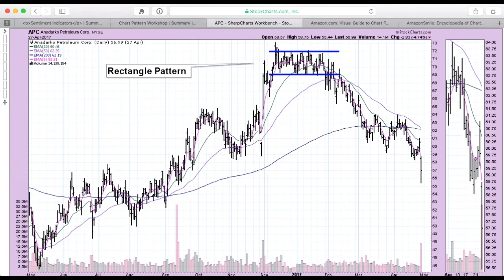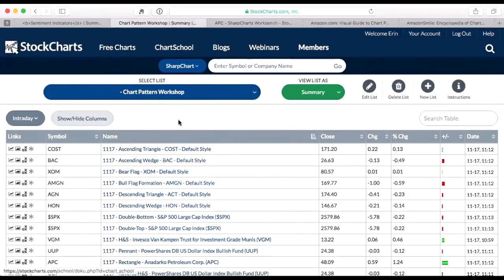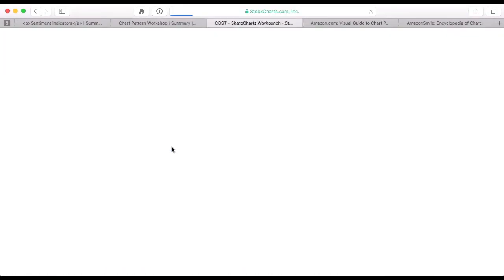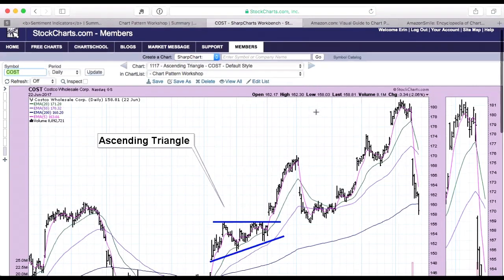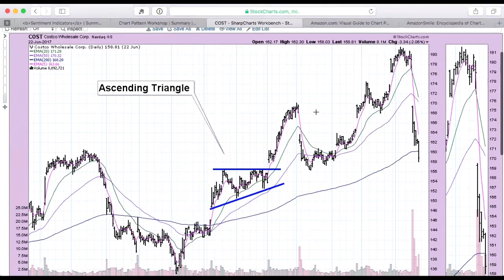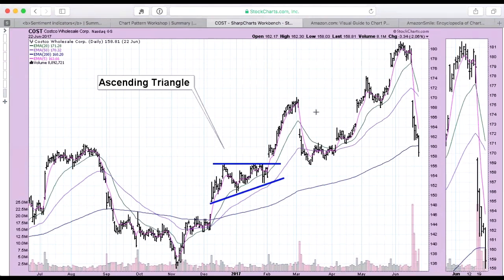So the next one I'm going to go to is an ascending triangle. And I tried to find charts where I could get the more recent information, but sometimes that just didn't work out. So this one is back from earlier in 2017. This is the ascending triangle, and it's called ascending because your support line gets an ascending trend here, rising bottoms, and then you get a flat top.